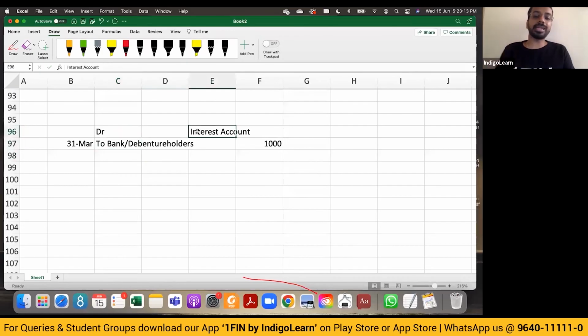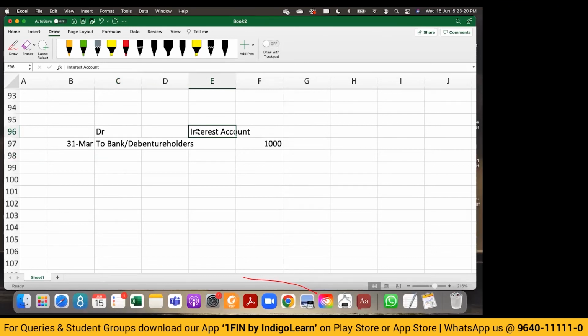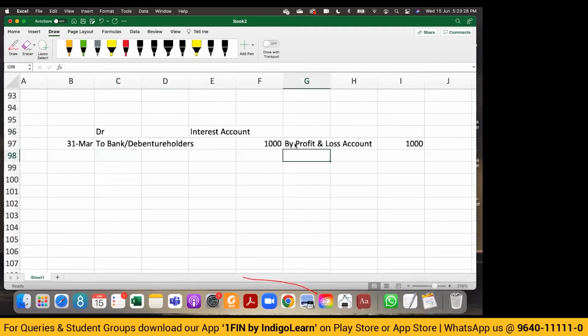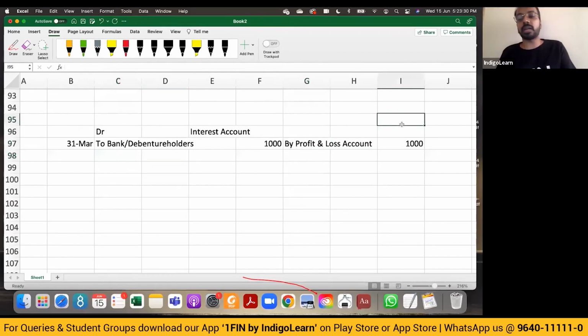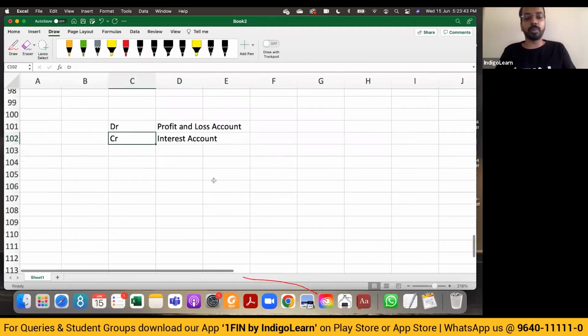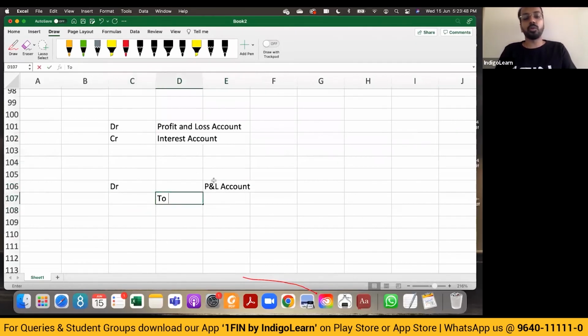Now, interest account being a nominal account, you have to close this account. You cannot carry forward the balance. When you close the account, on the credit side you say by profit and loss account, 1,000. So basically what did you do? You said by profit and loss account and you credited the interest account. So interest account credited, you have then debited profit and loss account. So when you prepare the P&L account, on the debit side you get interest.